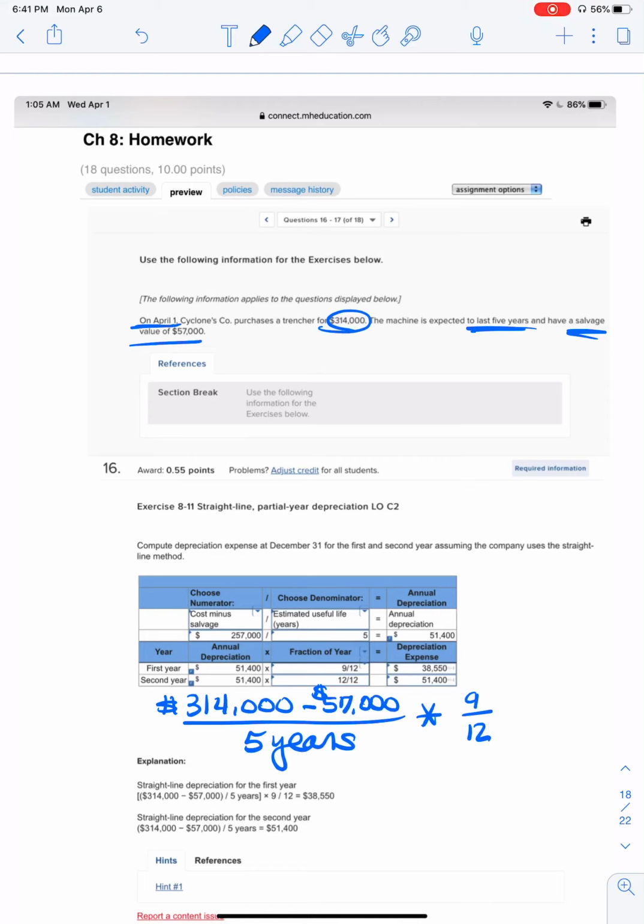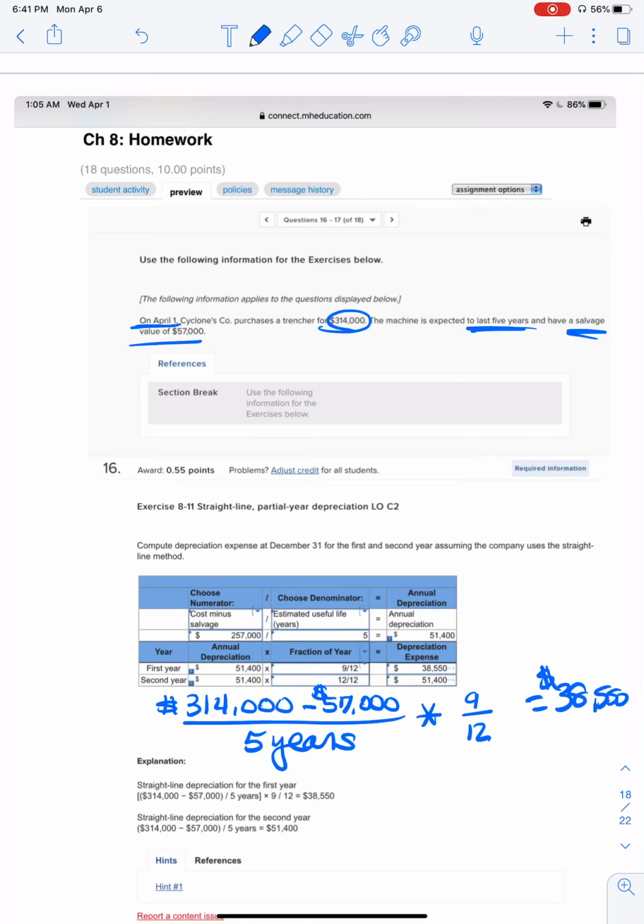The reason I encourage you to do this on your fingers is we may not always buy assets at the beginning of the month. We may buy this on the last day of April, instead of the first day of April, in which case the month of April does not count. So don't just see the month, see the date as well, and don't let that trick you. So in this case, when you do this math, you'll come out to $38,550 for year one depreciation.